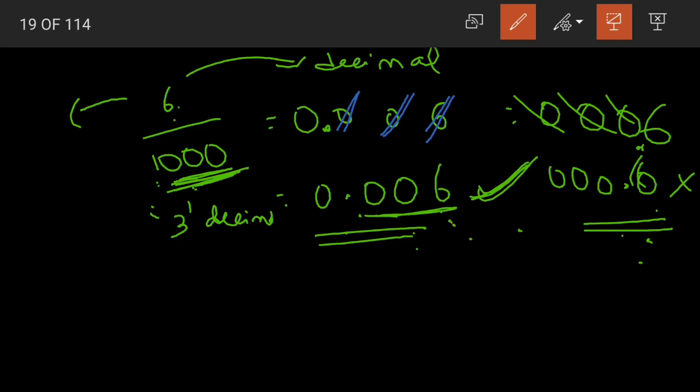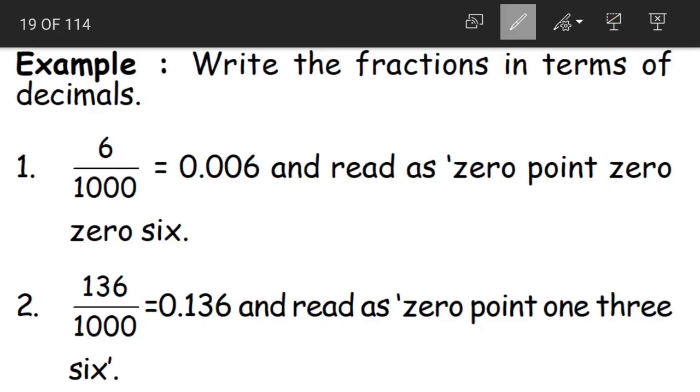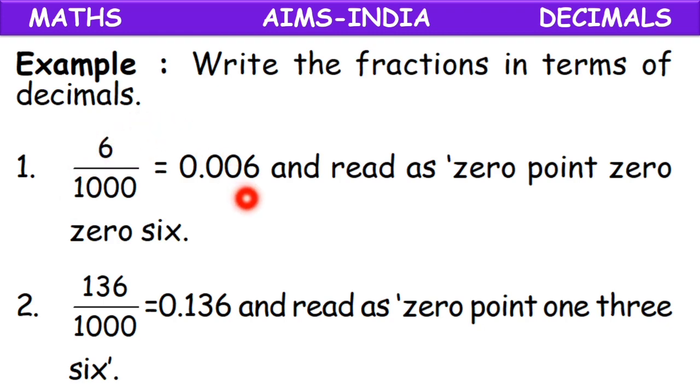Understood? If you get confused in the exam whether this is correct or this is correct, that is, whether we have to place the decimal point after counting digits from the right or from the left, you do both and check which is having the number of decimal places equal to the number of zeros in the denominator. So 0.006 becomes our correct answer. 6 by 1000 is equal to 0.006 and is read as zero point zero zero six.